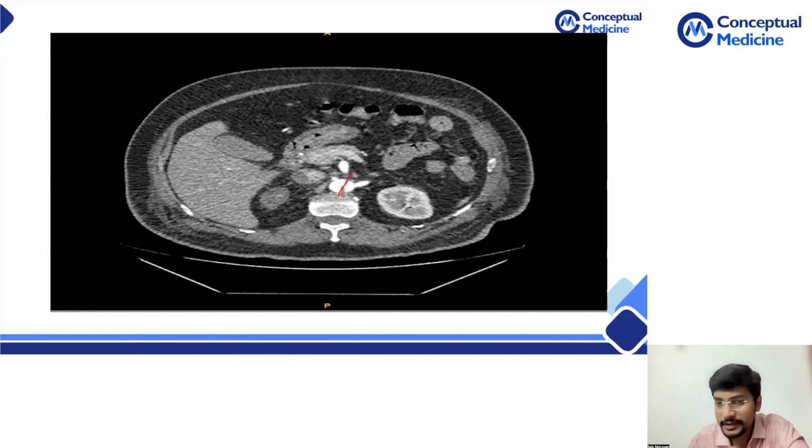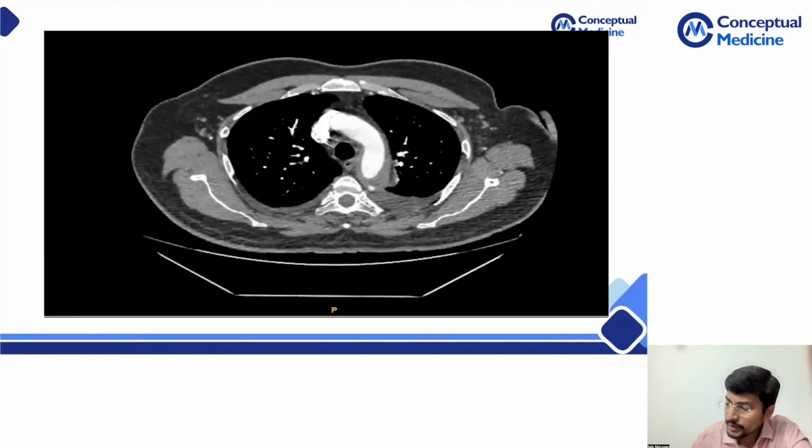If you trace the same CT above, what you can see is a very well lit up aorta with contrast, and around the aorta you find this one. This is not normally seen, on the wall of the aorta. So this is IMH, intramural hematoma.